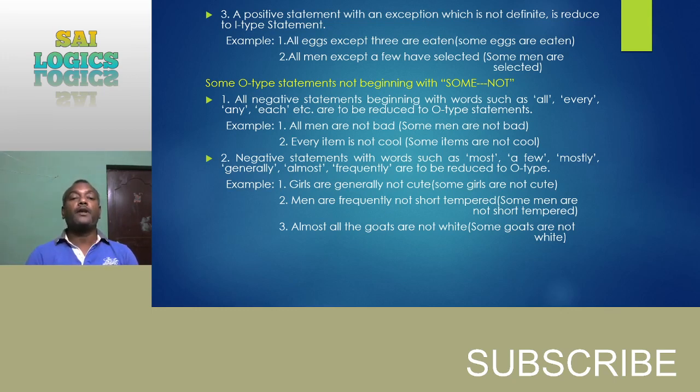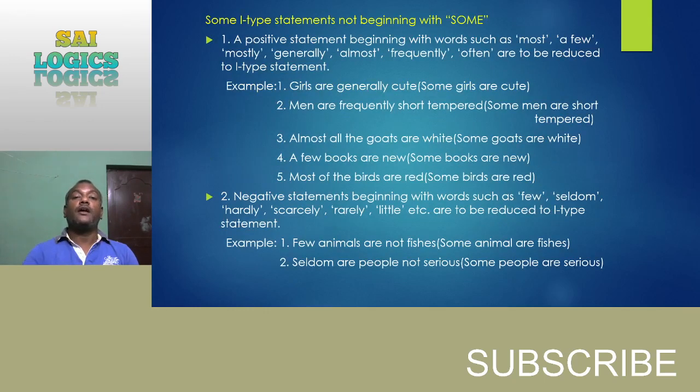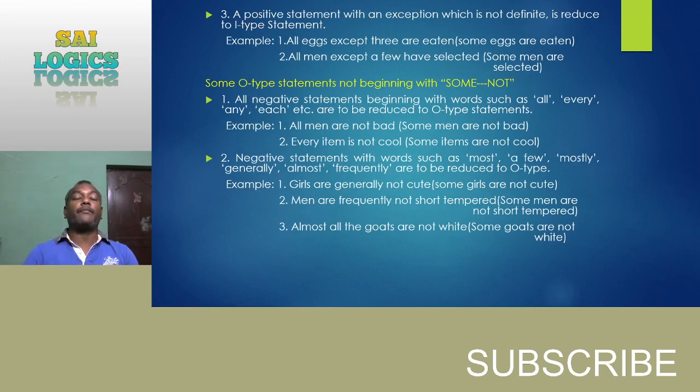So there are 3 cases where we can reduce a statement into some type of statement. First case is a positive statement with words most, a few, mostly, etc. We can reduce it to some type, that is I type. Second case, negative statement with few, seldom, hardly, etc. can be reduced to I type. And the third case, a positive indefinite statement with an exception can be reduced to some type. So now we have completed 3 statements, and the final is O type of statement.